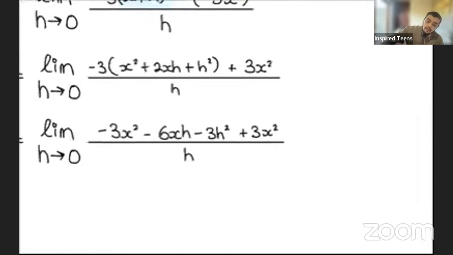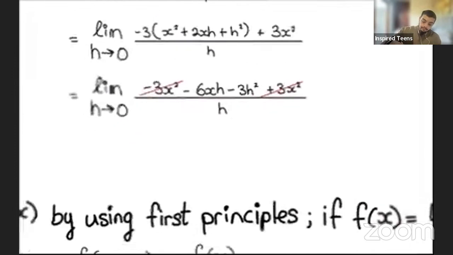Okay, so now, like I was saying, when you get to this step, you want to expect certain things to cancel. So this, for example, negative 3x squared and positive 3x squared, that becomes 0. So they'll cancel each other out. Please always expect something to cancel. If nothing is canceling, perhaps you did something wrong and you need to go back and check if you did a step wrong. Okay, so those two cancel.